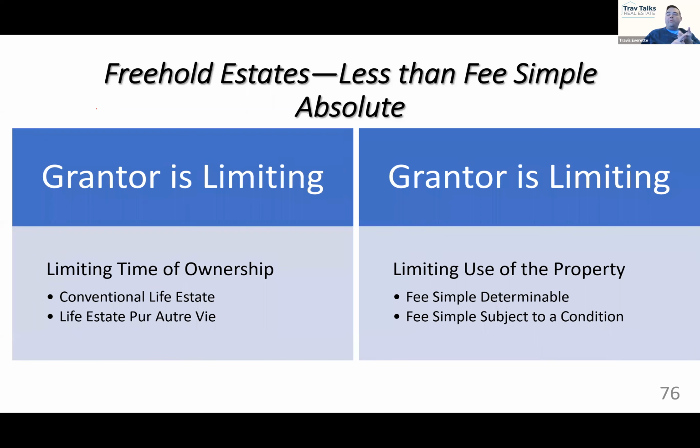Remember, properties can have limitations and still be fee simple absolute transfers, because it's about that individual transfer. So when we talk about less than fee simple absolute, we're not talking about the property. We're talking about that one deed is less than fee simple absolute. That one deed is placing new limits on the property, and those new limits become appurtenant.